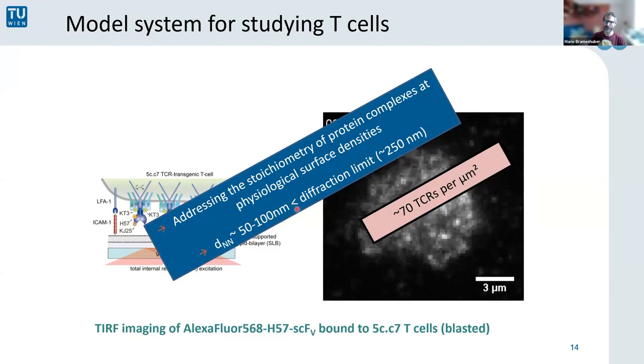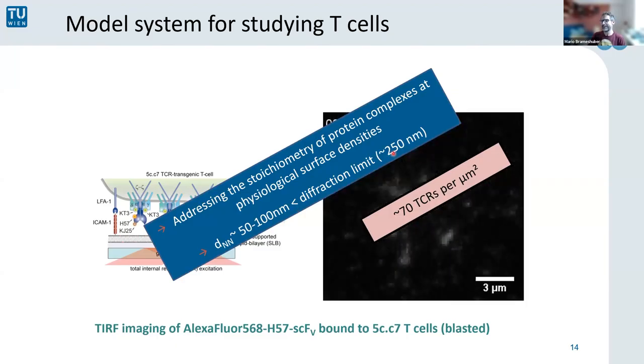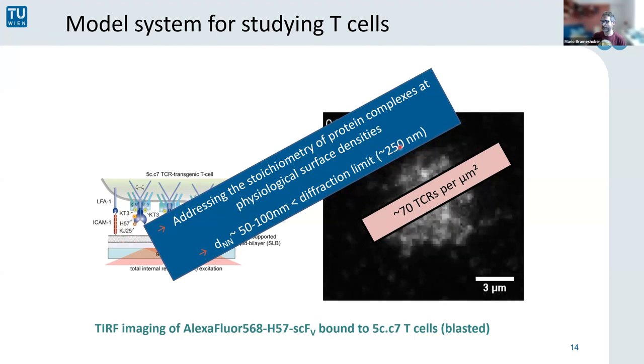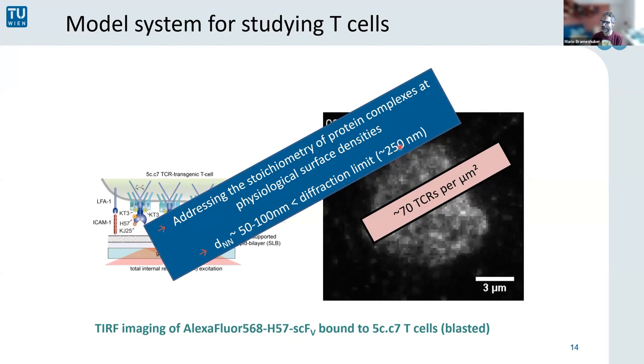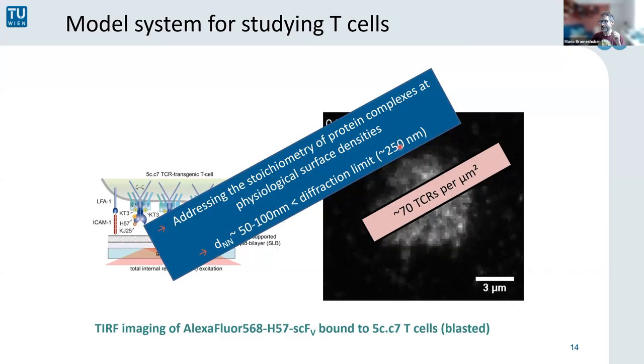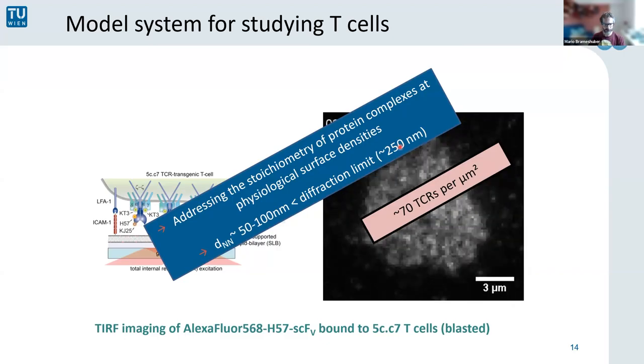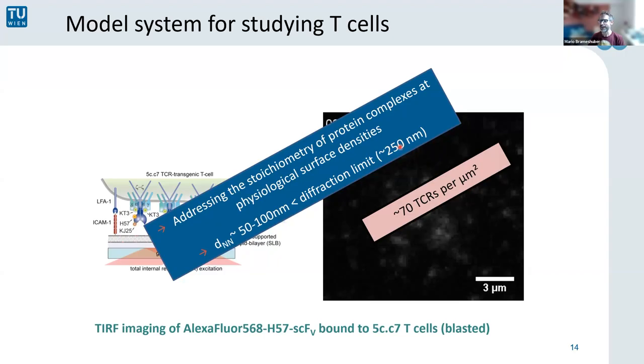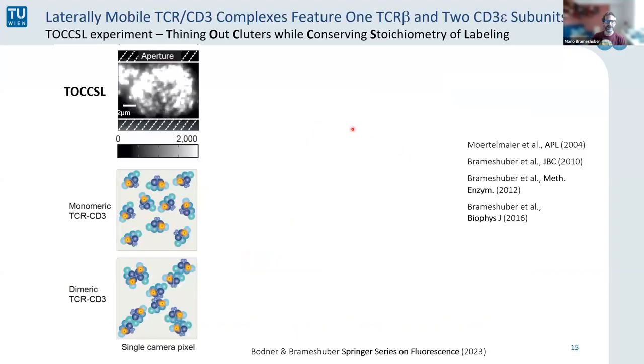We're using white light lasers in the visible range, so the diffraction limit is around 250 nanometers. So it's impossible to see single receptor entities here because the density is too high. And here comes the technique we have used for nearly 2 decades, and I would like to guide you through this technique, which we call TOCCSL.